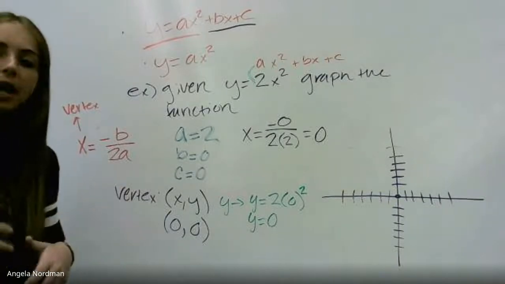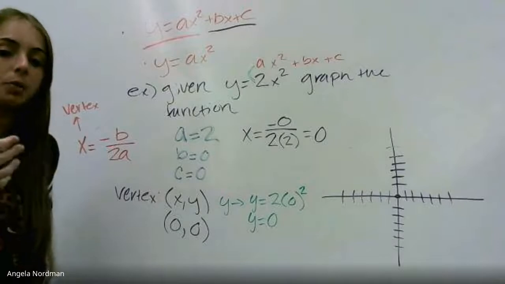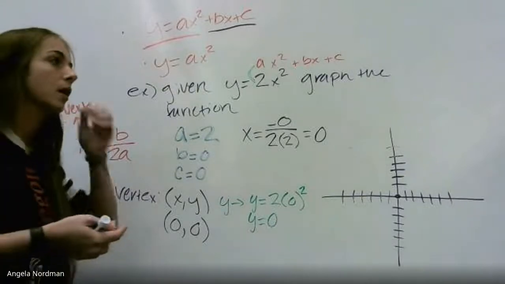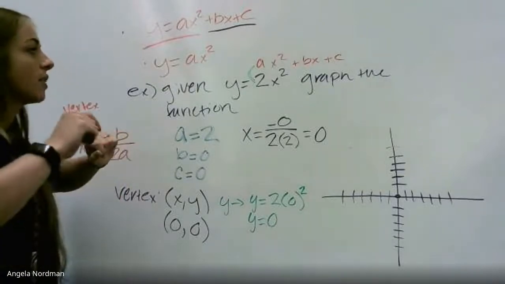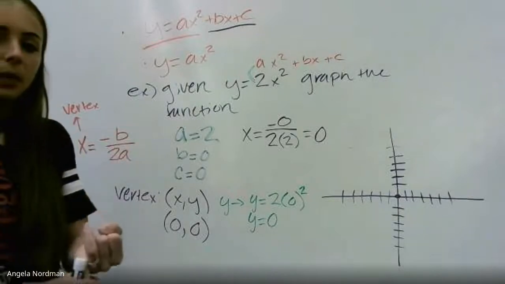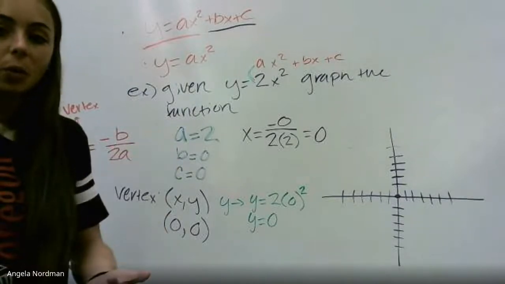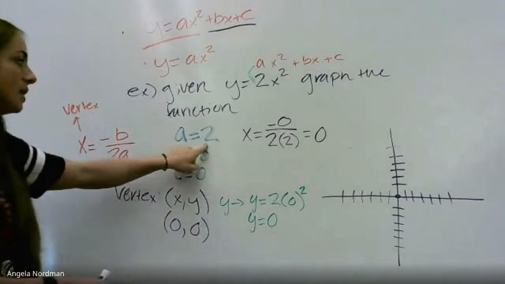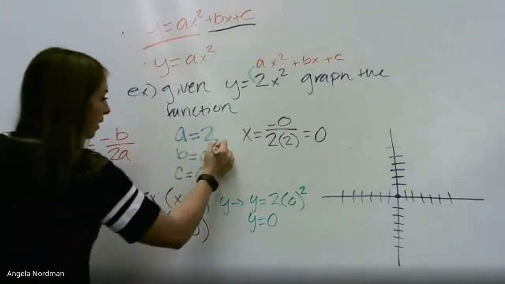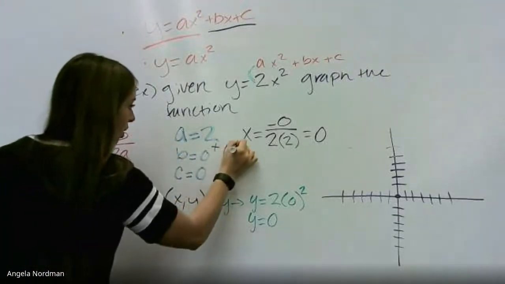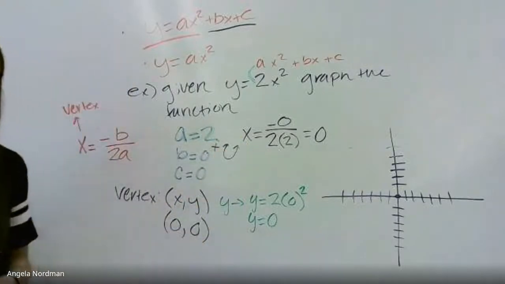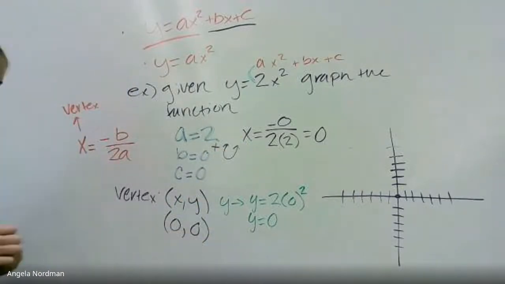Now, something I challenge you to remember from before. We referenced our a value to know whether or not this parabola opened up or opened down. Okay? So if the a value was positive, we opened up. If it was negative, we opened down. My a value is in fact positive. That's a positive, so I know this parabola is going to open up like a U shape.